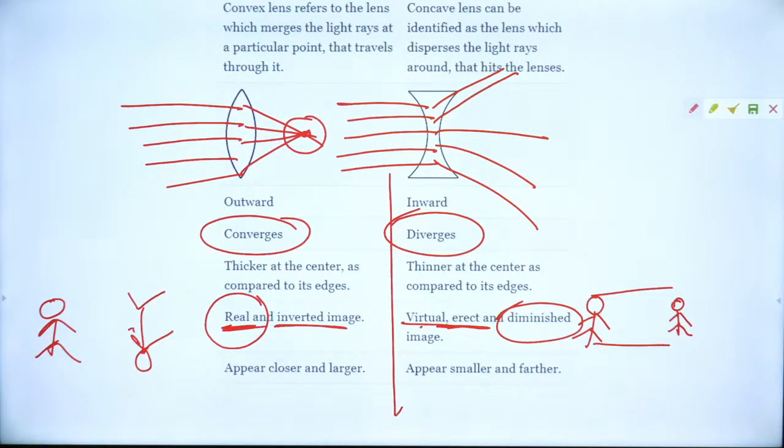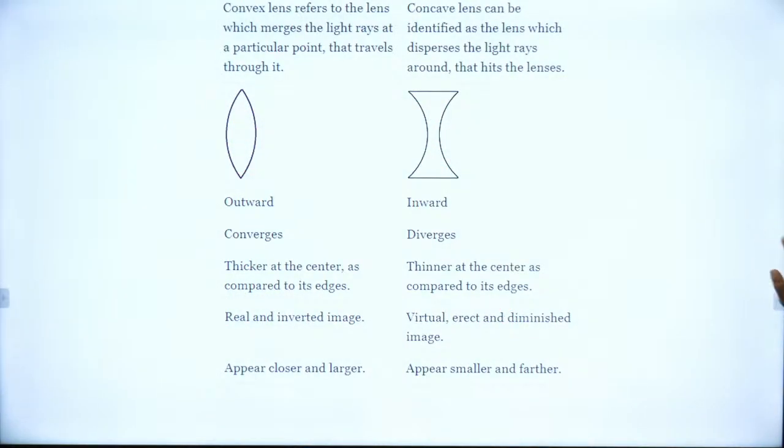So that is the difference between convex lens and concave lens. Now, we have not reached mirrors yet. We will talk about mirrors, but now we are only discussing lenses. So remember, convex lens will form real, inverted images, and concave lens will form virtual, erect and diminished images.